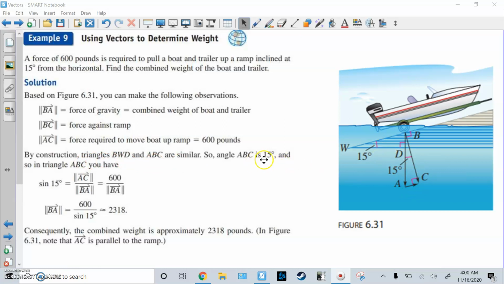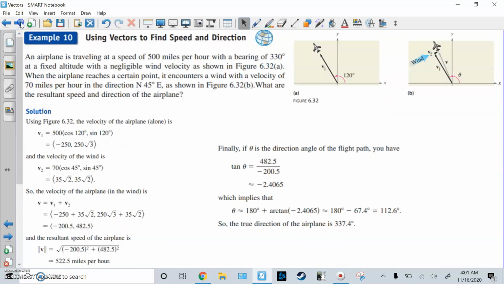So if angle ABC is 15 degrees, here you can do sine in this right triangle. So sine of 15 is O over H, so AC over BA, which we're trying to find. We know AC is 600, so we have sine 15 equals 600 over the magnitude of BA. Multiply both sides by BA to get rid of the denominator, divide by sine 15, type in the calculator, 2318 pounds.